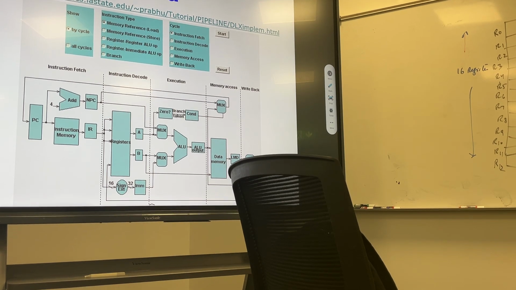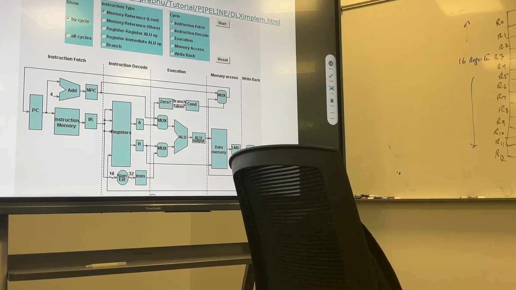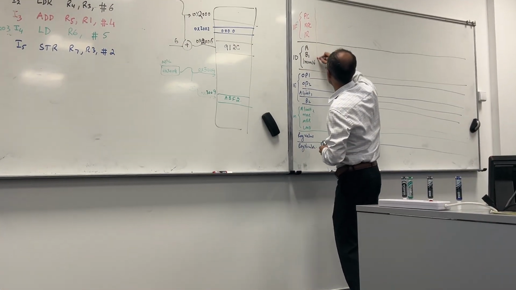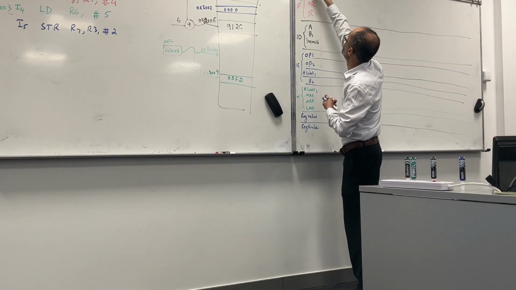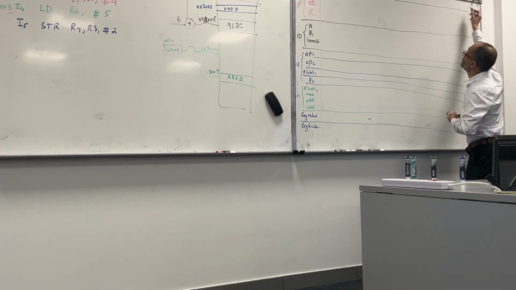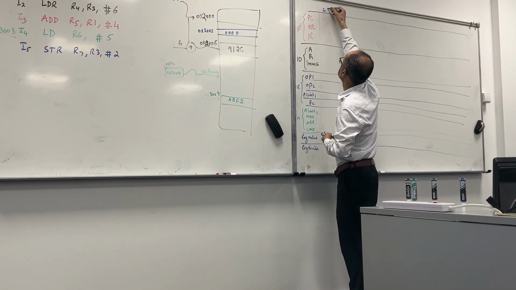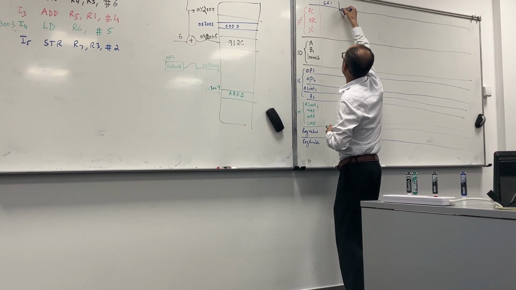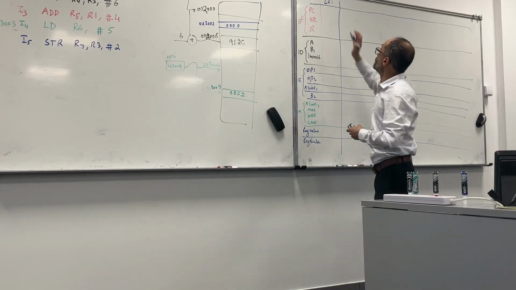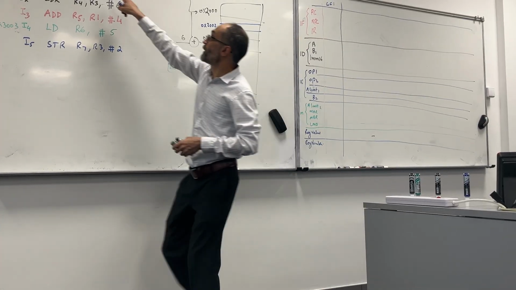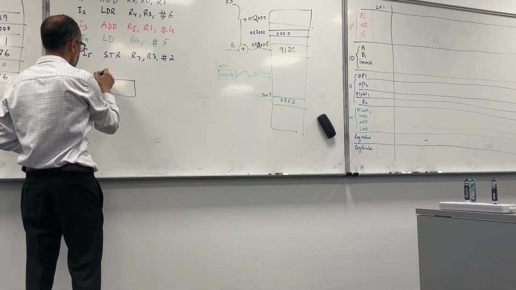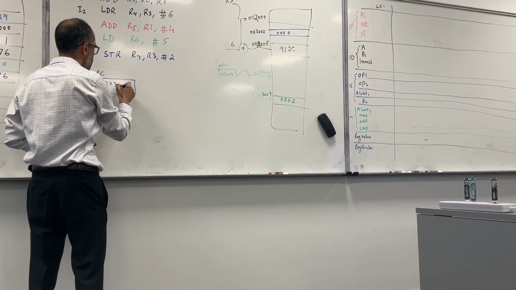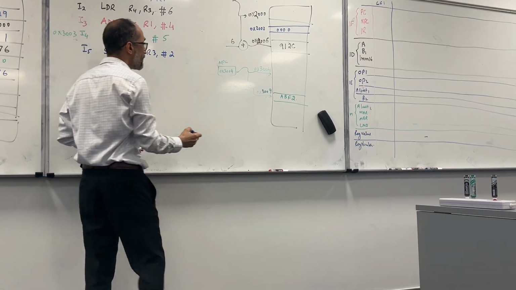Now, when you start this program, what is the initial value of the program counter? Let's say we start with clock cycle 1. This is my clock cycle 1. What is the initial value of the program counter? 0x300. So the program counter is 0x3000, and this is 0x300.